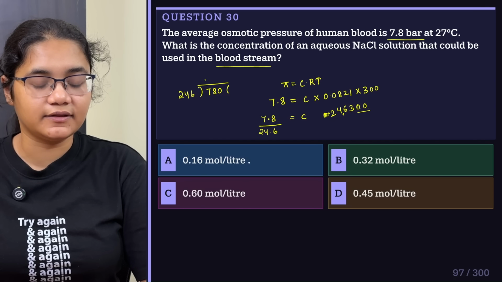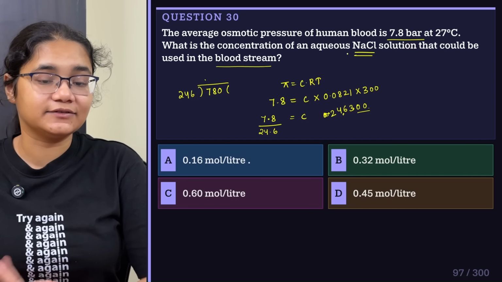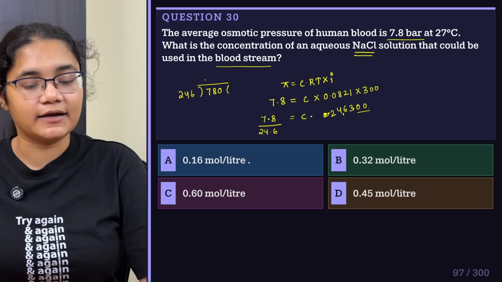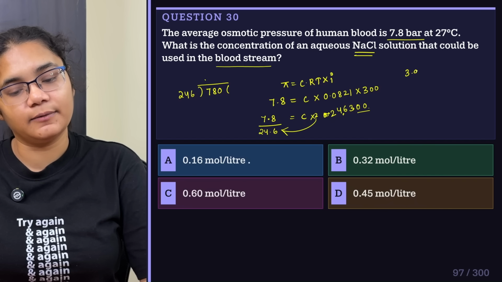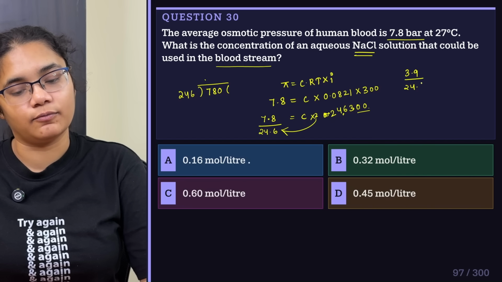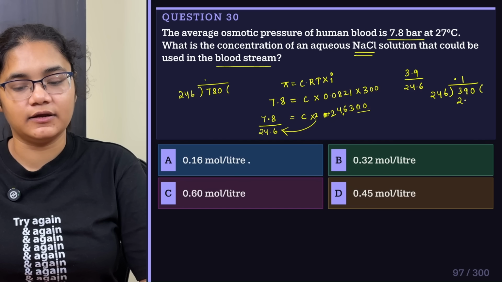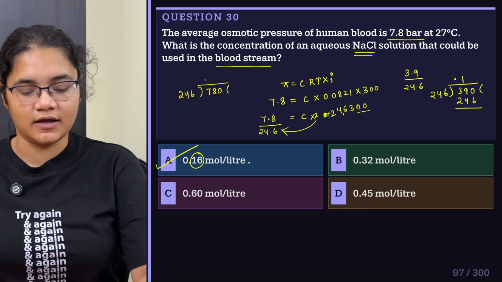Okay, now one more important thing here, I'll tell. Now you see this is actually NaCl, right? NaCl has also i value. We should not forget that. Here i value should also be there, and that is 2, right? So this 2 will also be divided here. So I will get 3.9 divided by 24.6, or I can divide 39 by 246, right? So now you have to just take 1 here, 246. So you can see only one option is there starting from 1. So that is the answer.